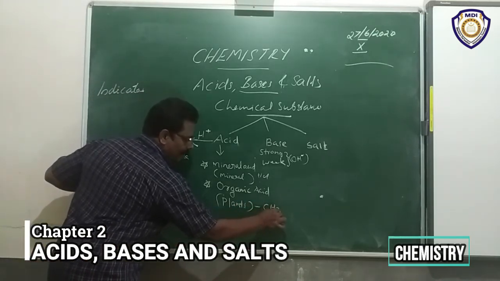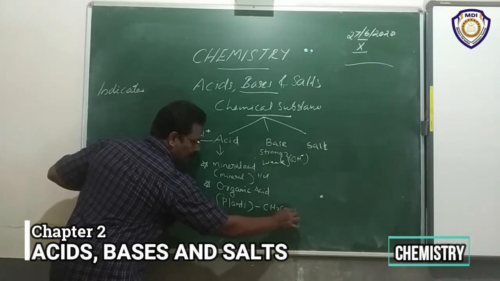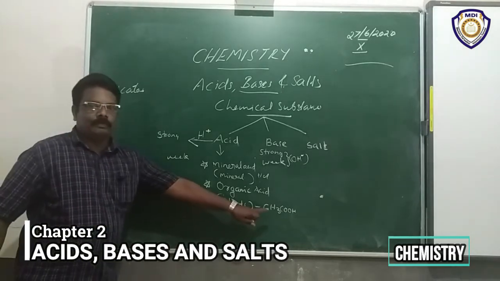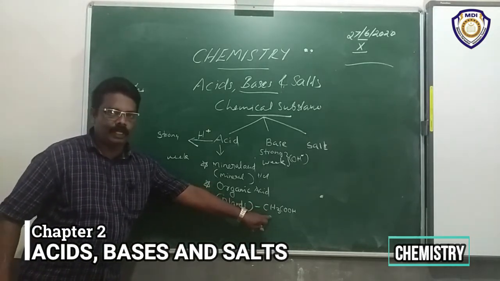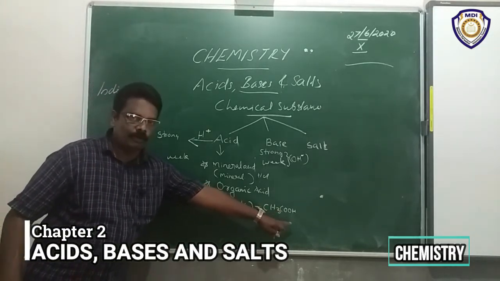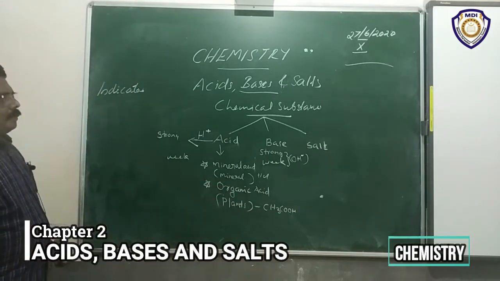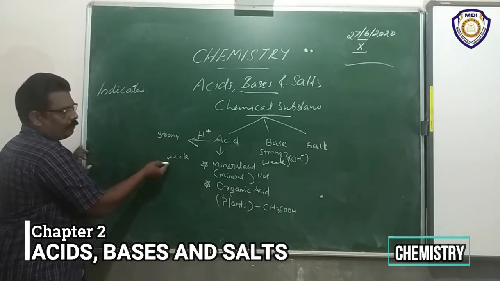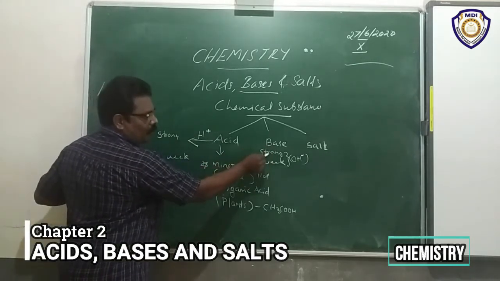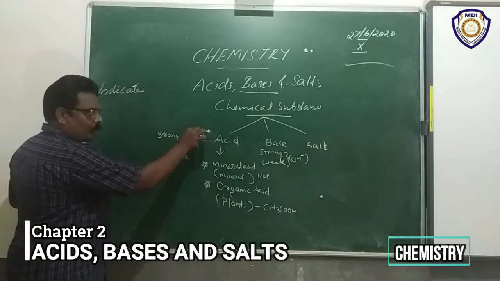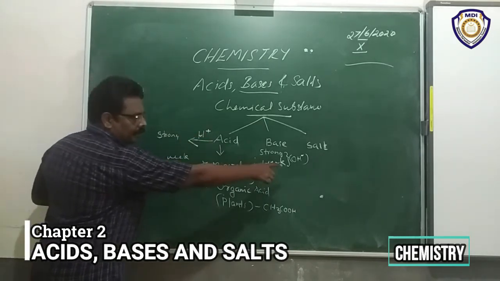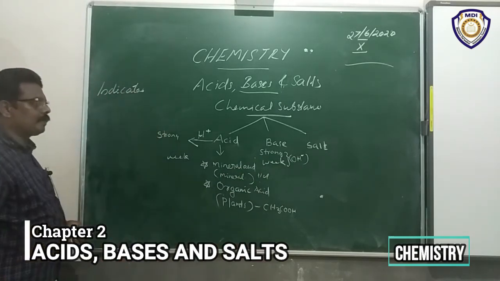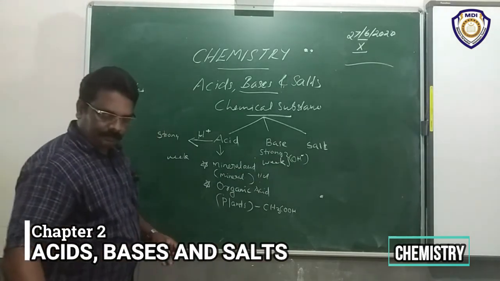It is CH3COOH. This is our acetic acid, or vinegar. So remember, acids may be strong or weak, based on the concentration of H plus ions, and bases based on the concentration of hydroxide ions.